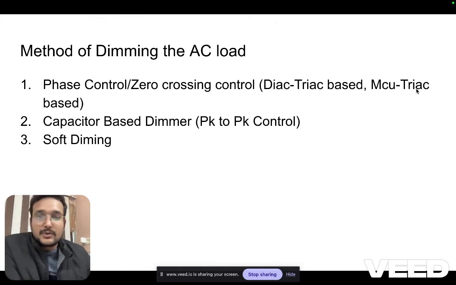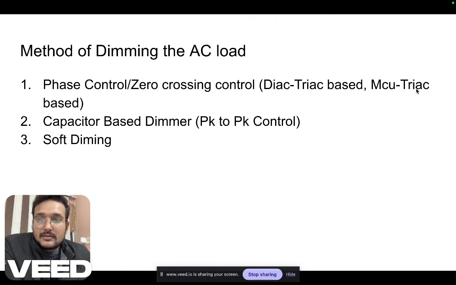First being the phase control or zero crossing control. I've seen many authors use either of the names, but both the methods are the same. Basically, we are trying to observe the zero crossing point of a sine wave, and based on that we inject a delay and we give it to the load. Second is capacitor based dimming, so it's basically a peak to peak or a voltage based control. Third one is soft dimming, that is also a voltage based control.